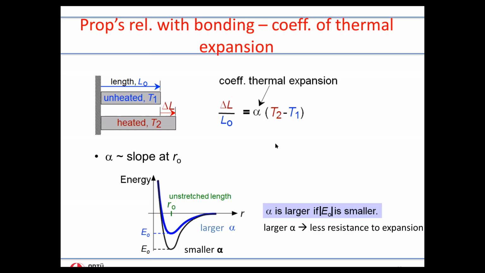So having a large coefficient of thermal expansion indicates that the material is less resistant to expansion. Similarly, you could say the same thing for contraction or shortening. If you have a large value of alpha, when you have a negative temperature change, you will get contraction, shortening, and it will be less resistant still, so you will get a greater length change, but in the opposite direction, a shortening direction.